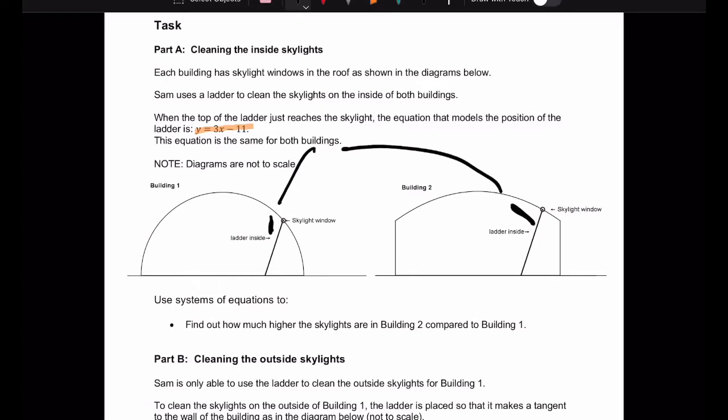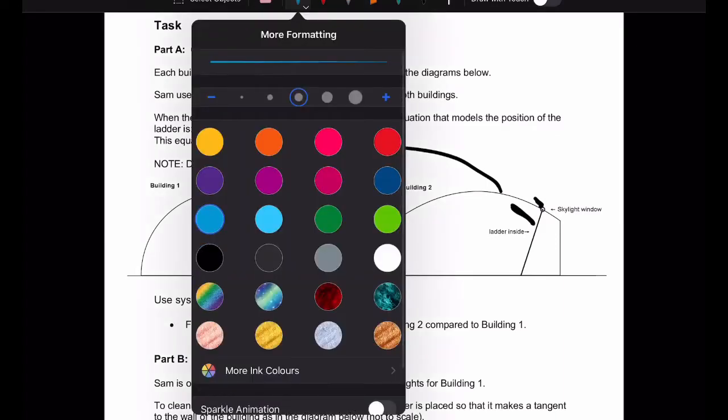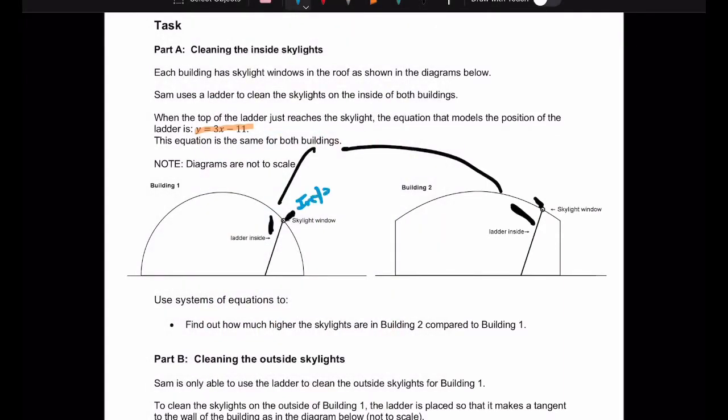So that's the height, which is also the intersection, and that is the same. Therefore, when something intersects, both equations are equal to each other. So we will do the circle formula equals to this formula, and then the parabola formula also equals to this formula, as it says the same for both buildings. Therefore, we can proceed from there.